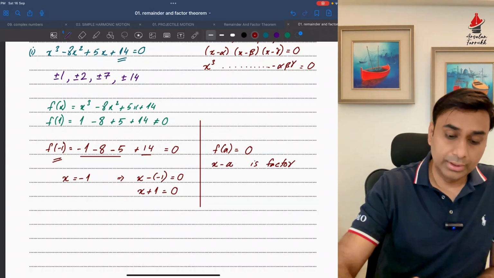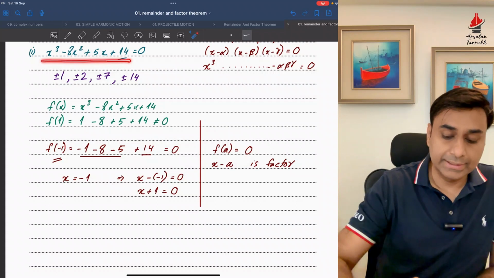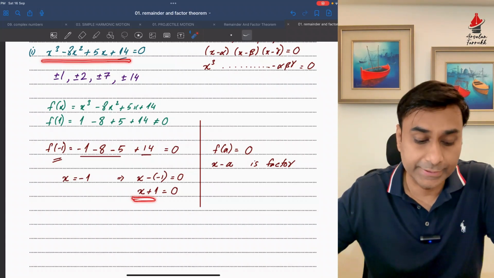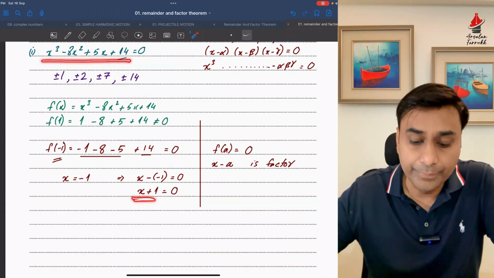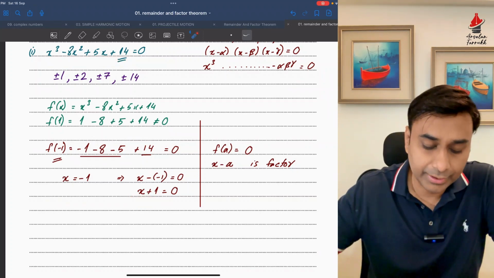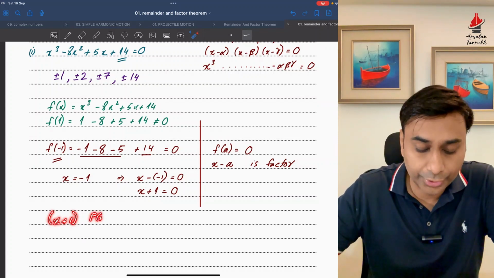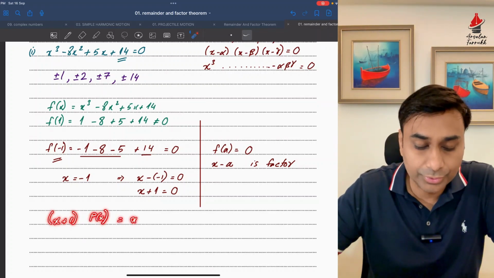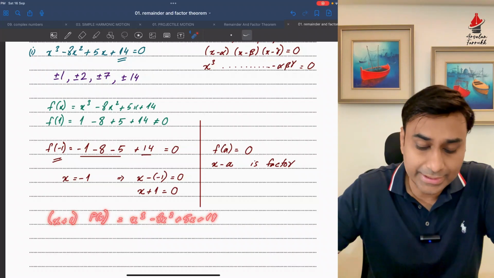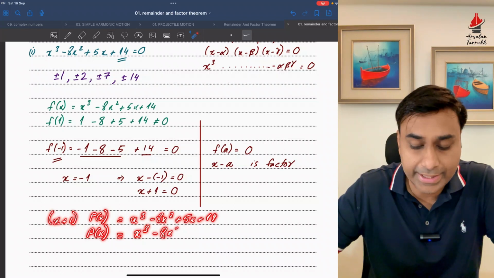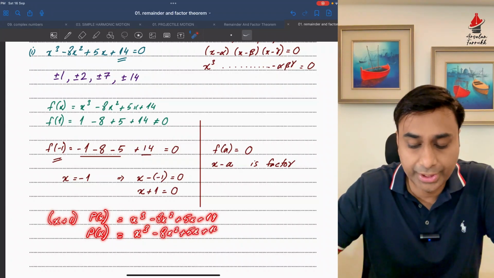So if I know that this polynomial has one factor, which is x plus 1, and one solution as x is equal to minus 1, then to find out the other possible factor, I'm going to have to divide. So I'd say that one factor is x plus 1. The other factor is a polynomial that I'm looking to find out, and that's equal to x cubed minus 8x squared plus 5x plus 14 divided by x plus 1.